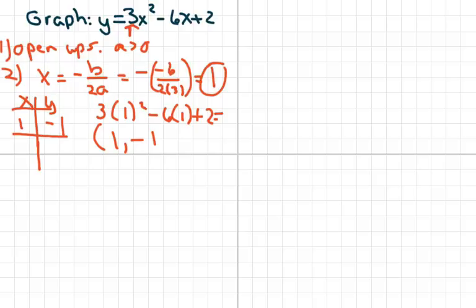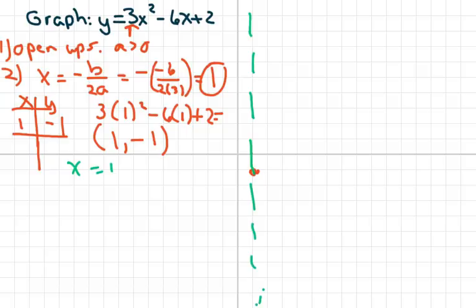Let's plot that. 1, negative 1. So there's where we start. And our axis of symmetry is x equals 1. So I'm going to draw my line, x equals 1.